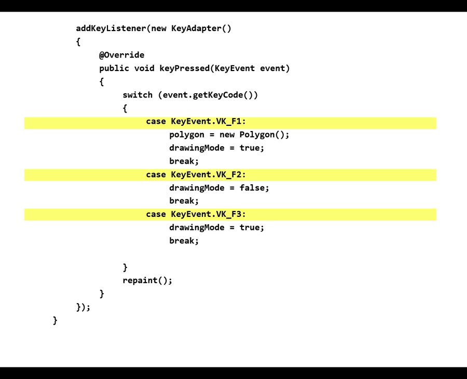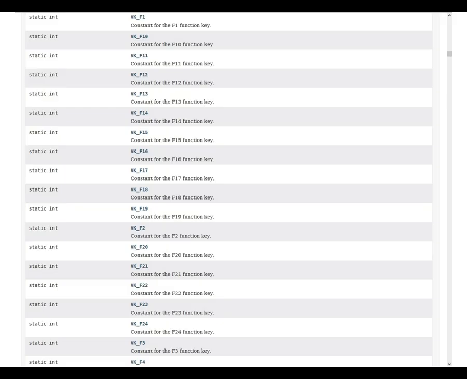The three cases define the actions that need to be performed for each of the function keys. The constant KeyEvent.VK_F1 represents function key 1. Similar constants define the other two. The way we determine those constant names is, as always, by consulting the Java API. Here is the section of the API for the KeyEvent class that contains these constants.